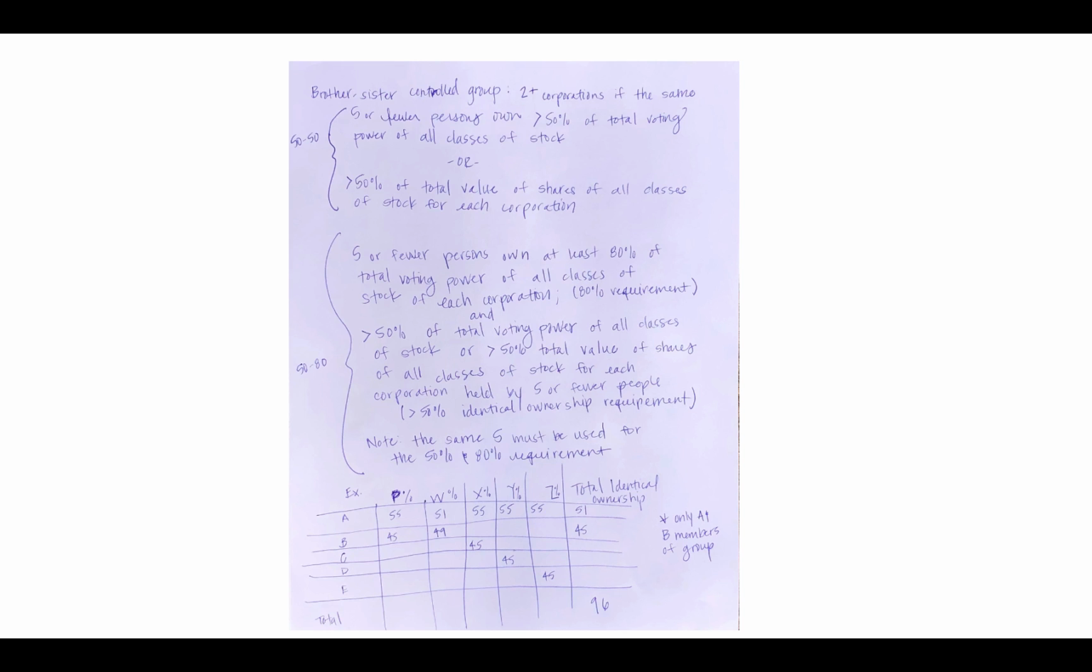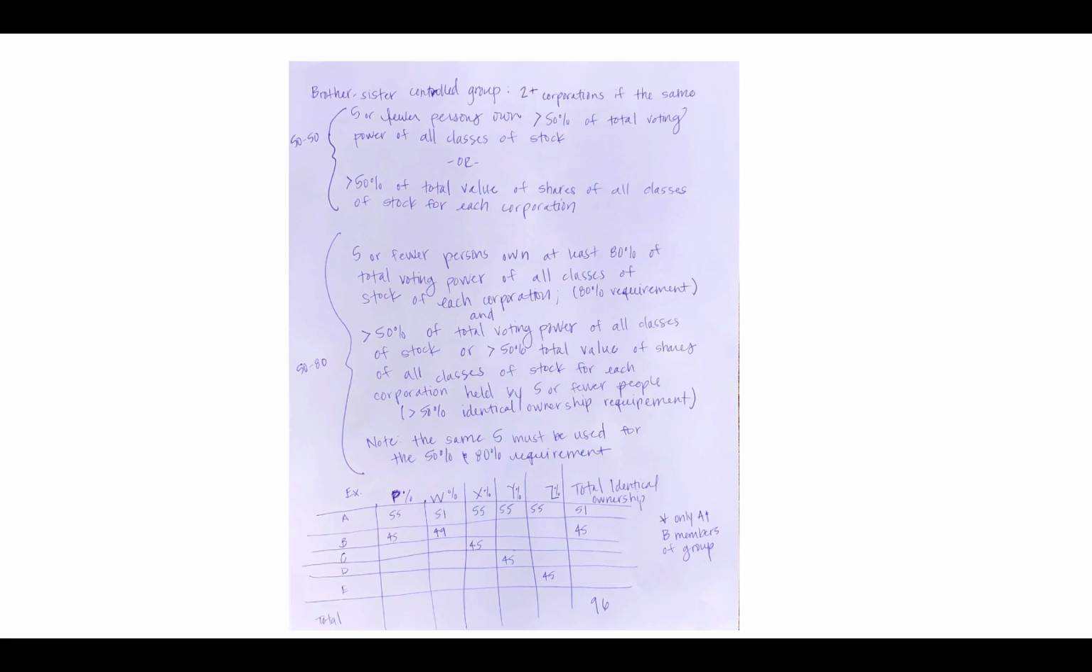For B, it's 45%. But notice B only owns shares in Corporation P and Corporation W, not X, Y, Z. All right, and then going down, these other people don't have ownership in W or X or whatever. They don't have a lot of common ownership. So only A and B can be members of a group because they have ownership in the same corporations. So they have ownership in P and W. And then we need to do the 50 and the 80% test.